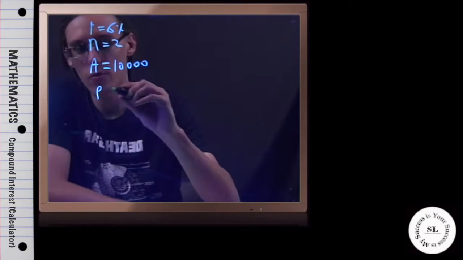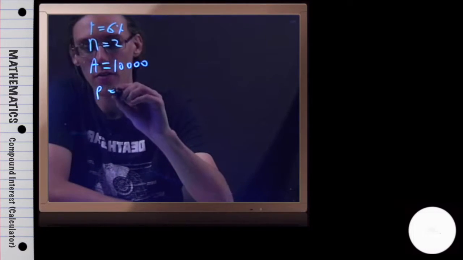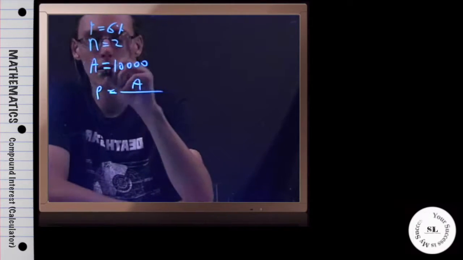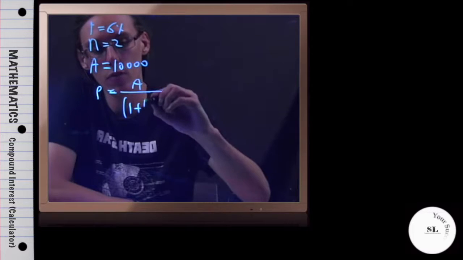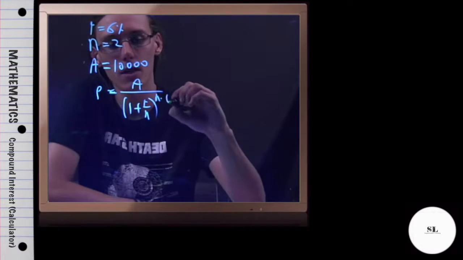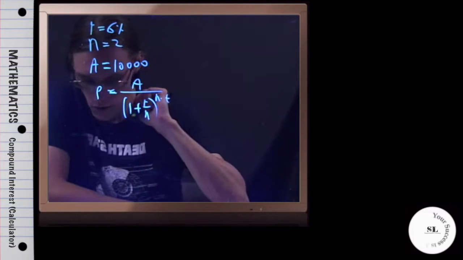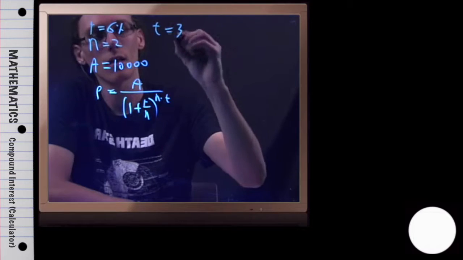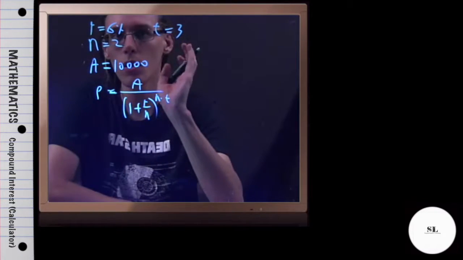So the formula for principal when you have the future value is that future value divided by 1 plus the rate divided by the number of compounds, raised to the number of compounds times time. Now we're told that time is 3 years. We're letting it sit here for 3 years. So we're almost good to go.